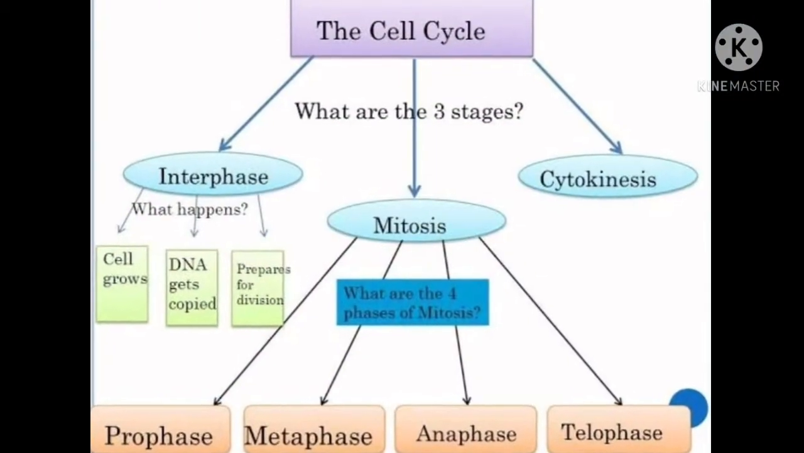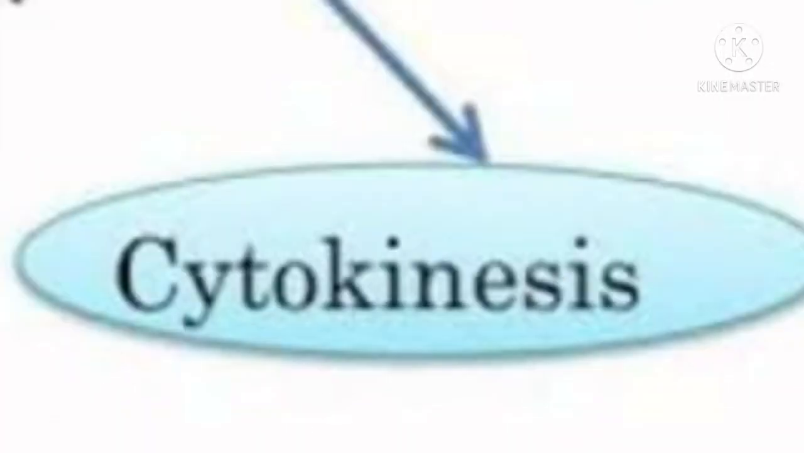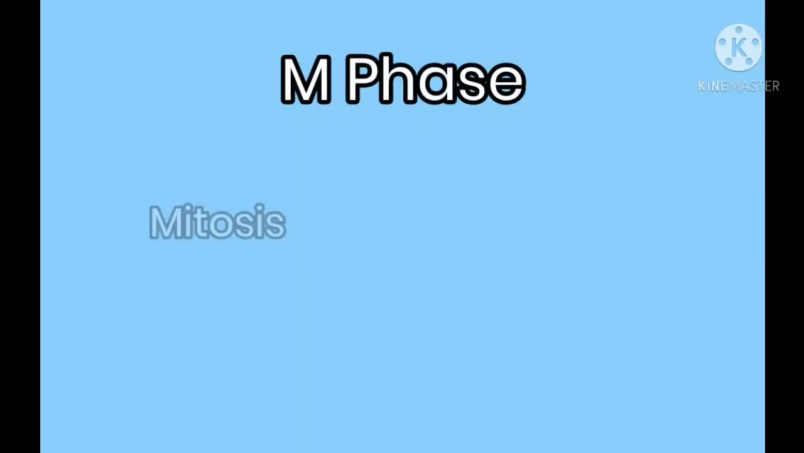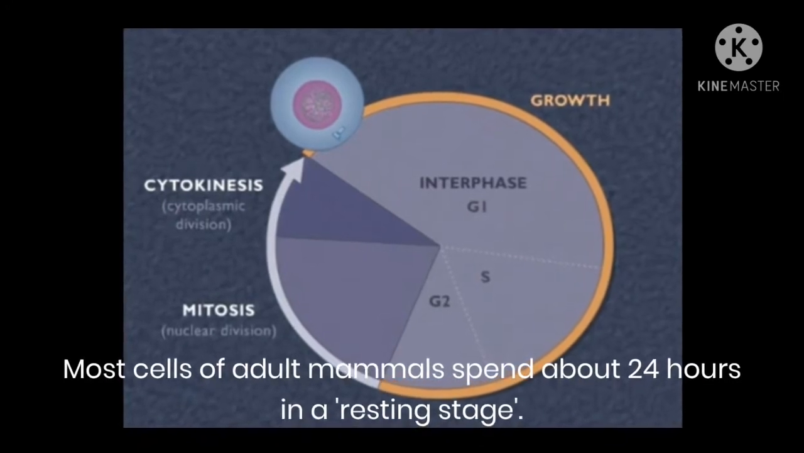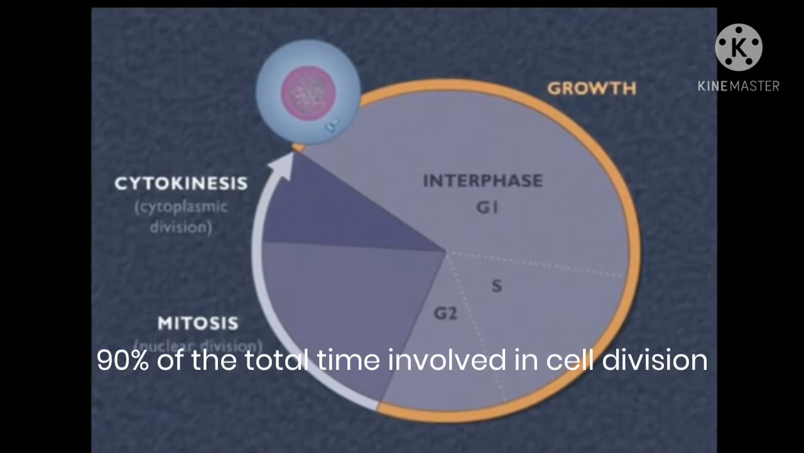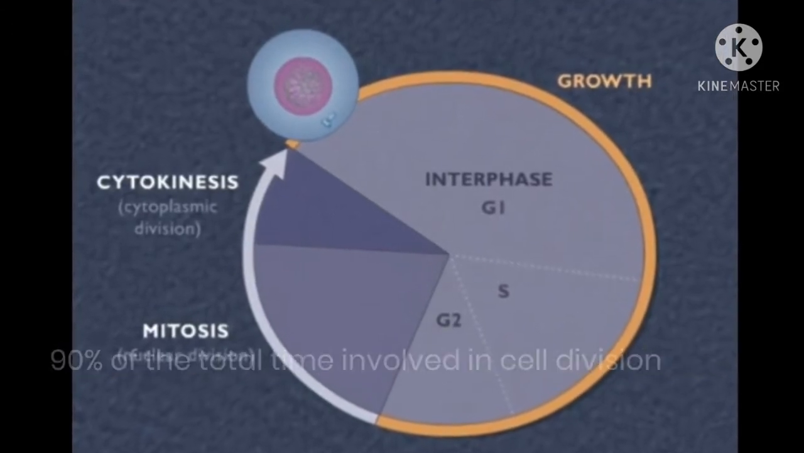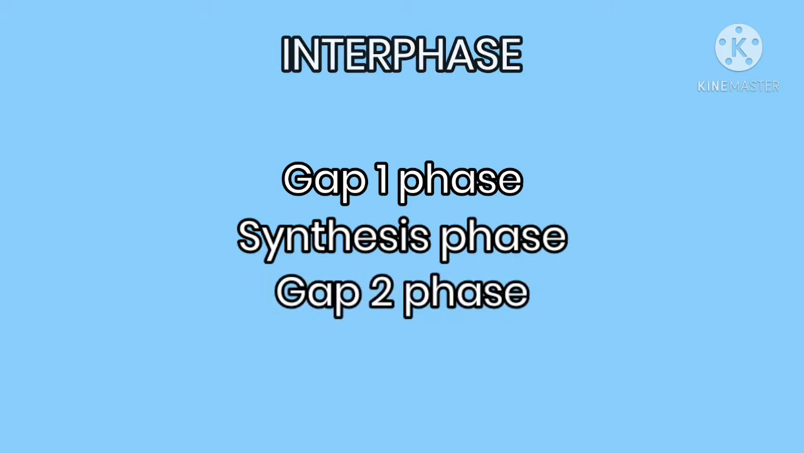The cell cycle has three major stages: interphase, M phase or dividing phase, and cytokinesis. The M phase has two types, mitosis and meiosis. The cell cycle is a complex system, but most cells of adult mammals spend about 24 hours in the resting stage that accounts for about 90% of the total time involved in cell division, known as the interphase, which includes G1 phase, S phase, and G2 phase.